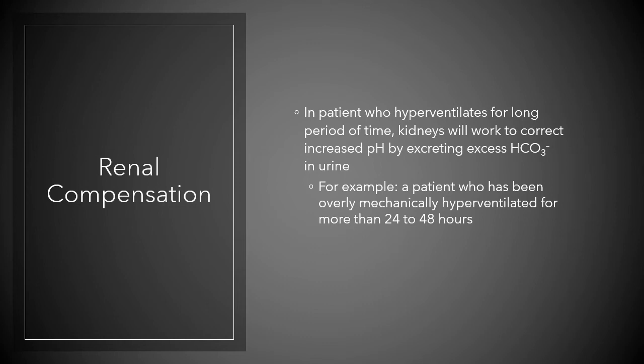How does renal compensation work for respiratory alkalosis? In a patient who hyperventilates for a long period of time, the kidneys will work to correct the increase in pH by excreting excess bicarb in the urine. For example, a patient that has been mechanically ventilated for more than 24 to 48 hours may have a diminished bicarb. The kidneys take 24 to 48 hours to do their job.